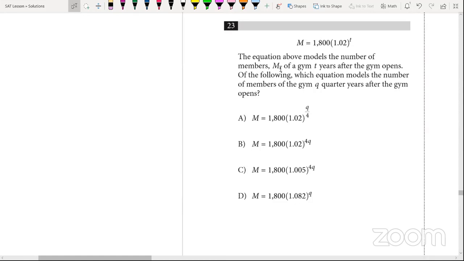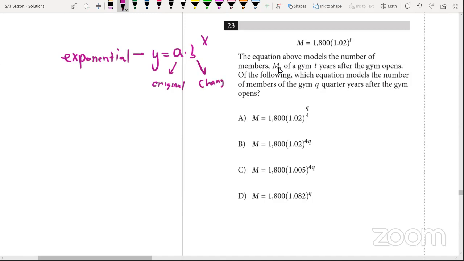Okay, 23 can be kind of a vexing problem. A couple of ways to look at this one, but we'll pick the simplest one. First of all, an exponential equation is going to be something in the format of A times B to the X. A is the original amount. B is how it's changing, and we're changing by multiplying. And so X is the number of times that change takes place, because that's what an exponent is, the idea that we're multiplying by something over and over again.